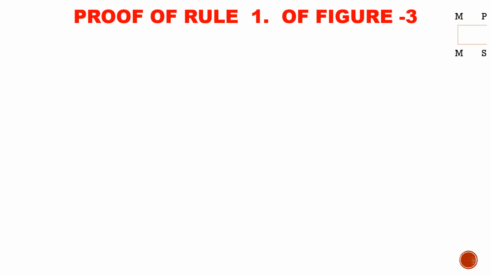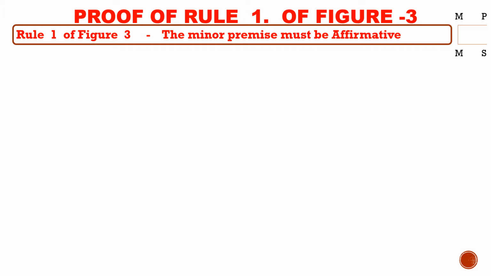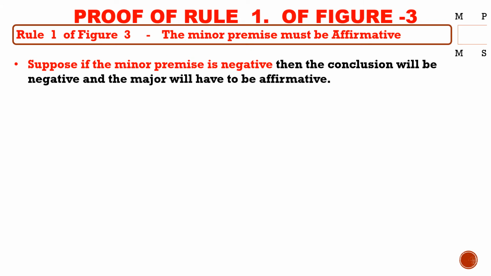Now let us prove rule 1 of figure 3. Rule 1 of figure 3 is that the minor premise must be affirmative. Suppose we assume that the minor premise is negative. Then the conclusion will have to be negative as per the rule of syllogism that if one of the premises is negative, then the conclusion must be negative. So obviously the major premise will have to be affirmative, because no conclusion can be drawn from two negative premises.